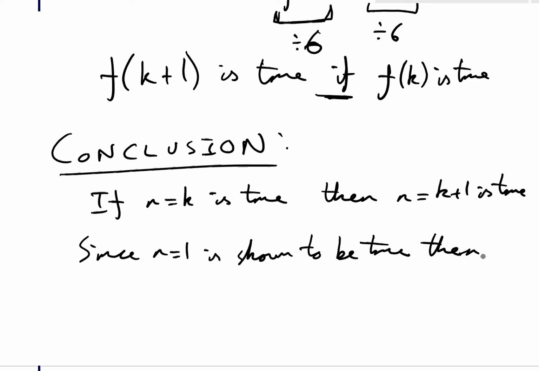n equals 5. In fact, all n I've shown that it's true, because if it's true for n equals 1, then it must also be true for n equals 2. And if n equals 2 is true, then n equals 3 must also be true. And if n equals 3 is true, then n equals 4 must also be true, and so on and so on and so on. Okay, so since n equals 1 is shown to be true, then f of n is true for all n which is greater than or equal to 1.